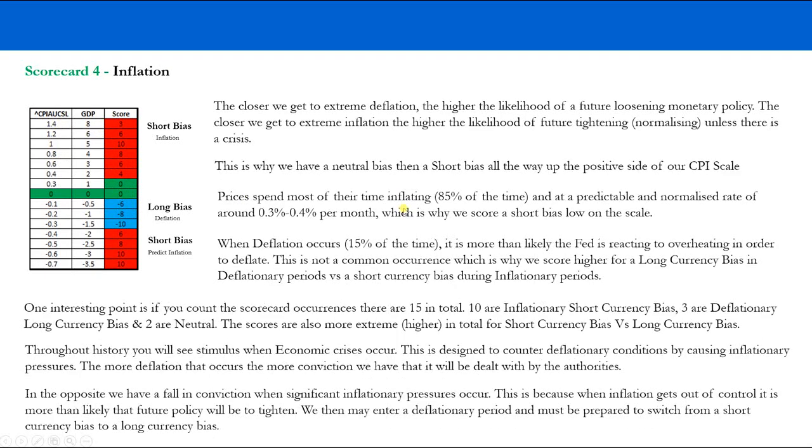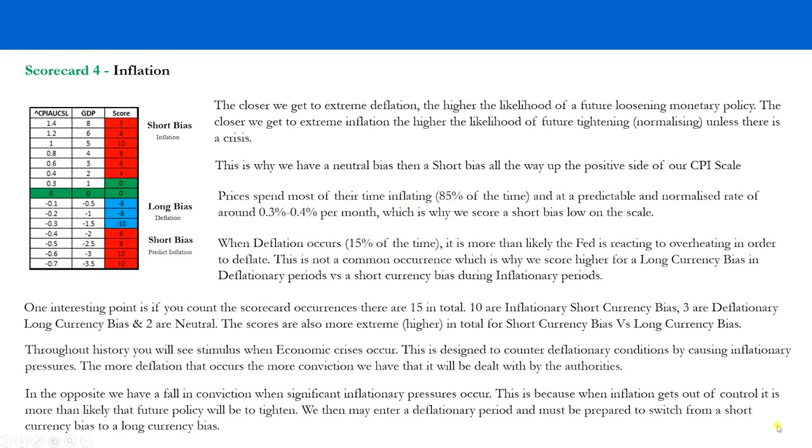So let's take a closer look at this. Looking at this a little bit more closely, the closer we get to extreme deflation, the higher the likelihood of future loosening monetary policy from the Fed. And the closer we get to extreme inflation, the higher the likelihood of future tightening or normalizing policy from the Fed, unless there's a crisis, in which case you'll see aggressive loosening policy.